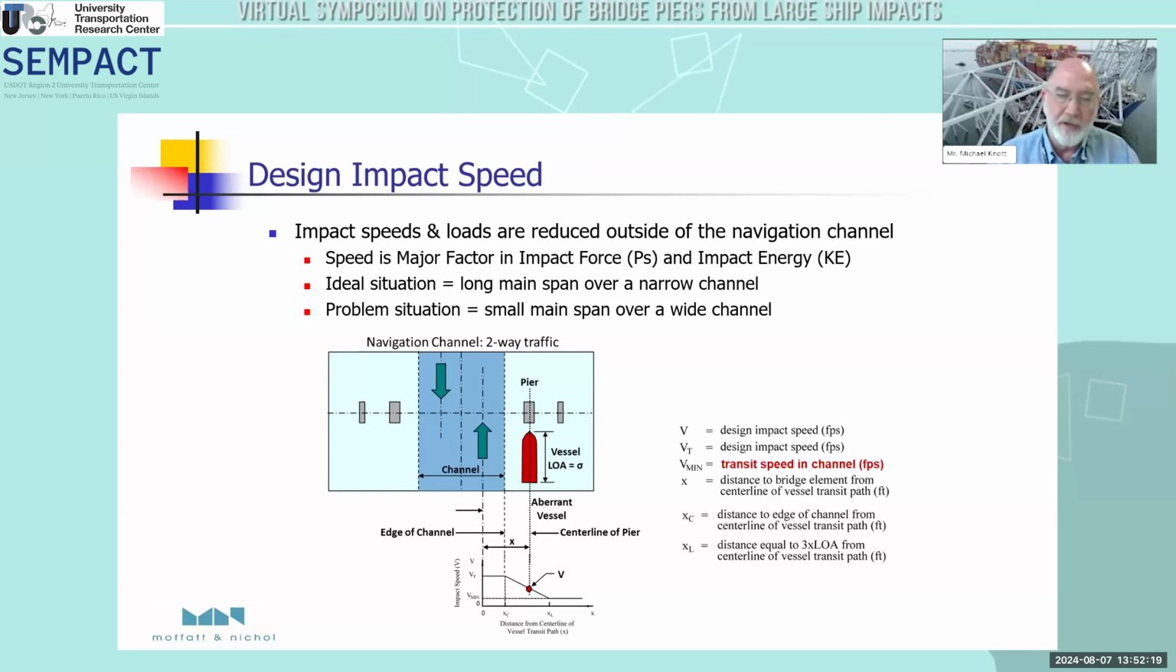The code allows the impact speed to be reduced as you move out of the channel. Within the channel, the vessel is allowed to go as fast as it's allowed. But outside the channel, the impact speed is reduced.